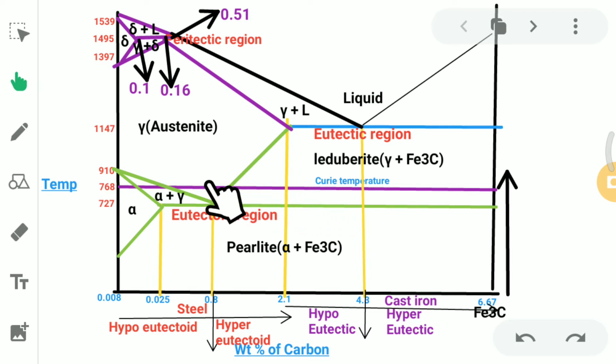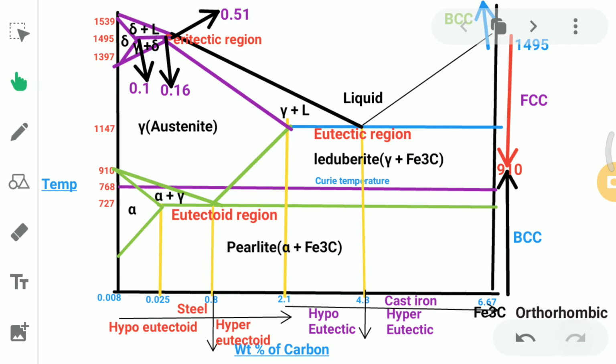And we have another question, friends. Here from 0 to 910 degrees we have BCC structure, friends. Alpha steels and cast irons, both have alpha ferrite, which has a BCC crystal structure up to 910 degrees, friends. From 910 to 1495 we have FCC. After that, from 1495 to 1539 we have BCC again, friends.